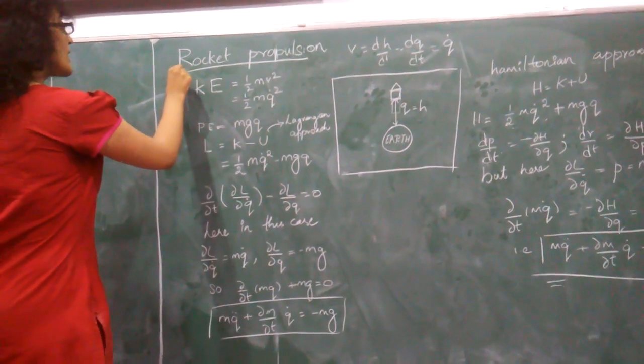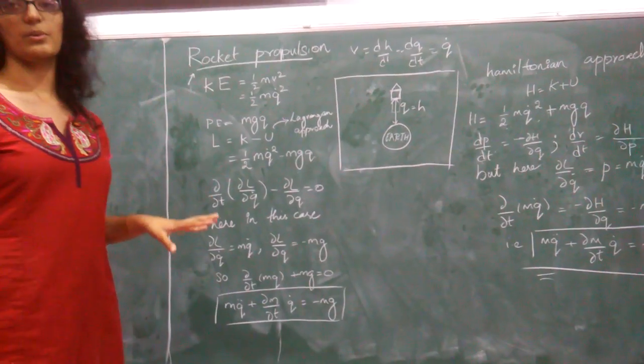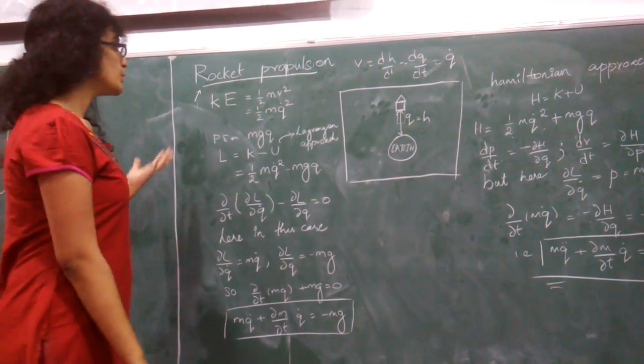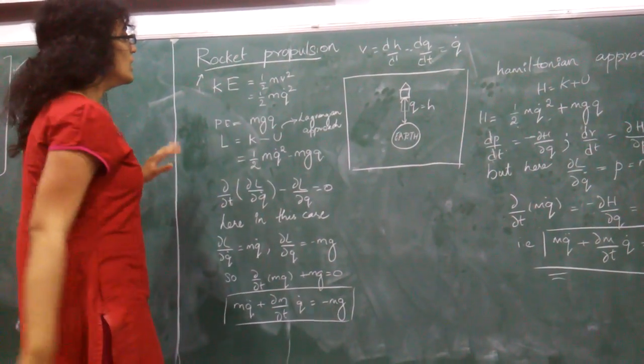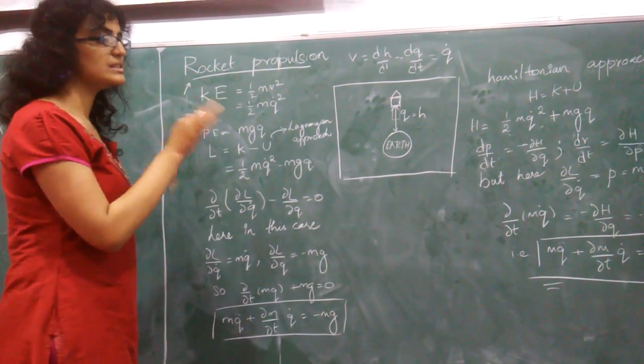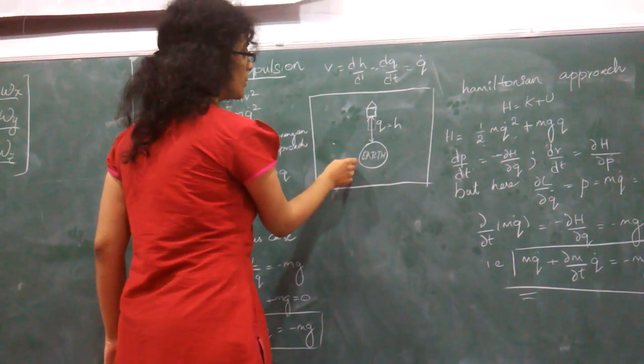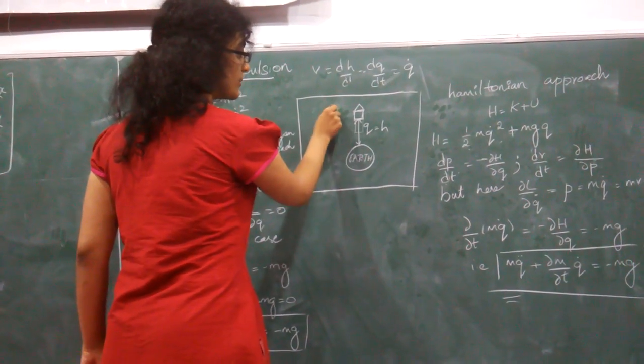Now we will study the mechanics of rocket propulsion using Lagrangian and Hamiltonian equations. Let us start with the Lagrangian equation. We know that the kinetic energy of a system is given by half mv squared, but first let us start with analyzing the system. So we are considering a rocket which is moving away from Earth.